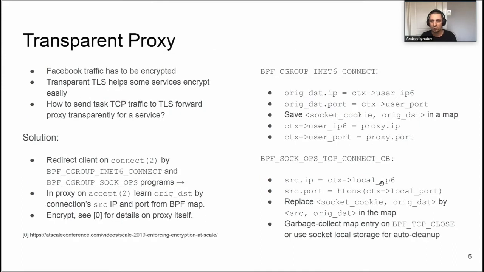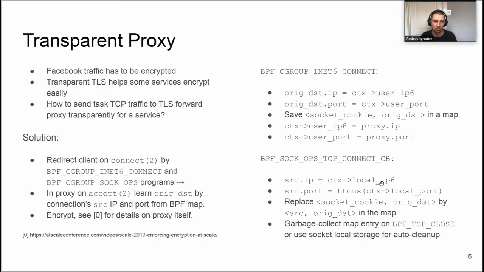The next example is a transparent TCP proxy that redirects outgoing TCP traffic of a task to a proxy and lets the proxy know the real destination to connect to. The main use case is transparent TLS for a long tail of services that don't support encryption natively. Again, we do it with a few cgroup-bpf programs.